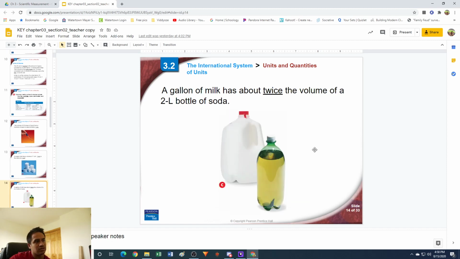And the liter is, again, commonly used for volume. Now, granted, here in the U.S., we use a mix of both liters and gallons. The gallon is much bigger than the liter. A gallon is about twice the volume of a 2-liter bottle of soda, though it's not quite, but about. So be familiar with the different units for volume.